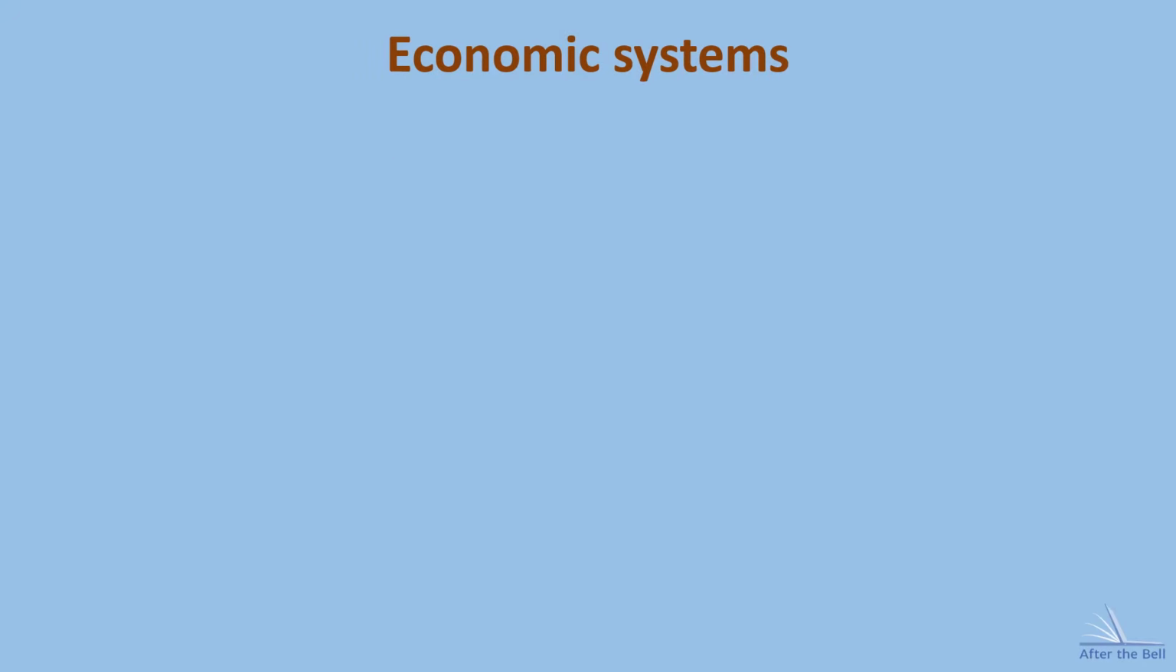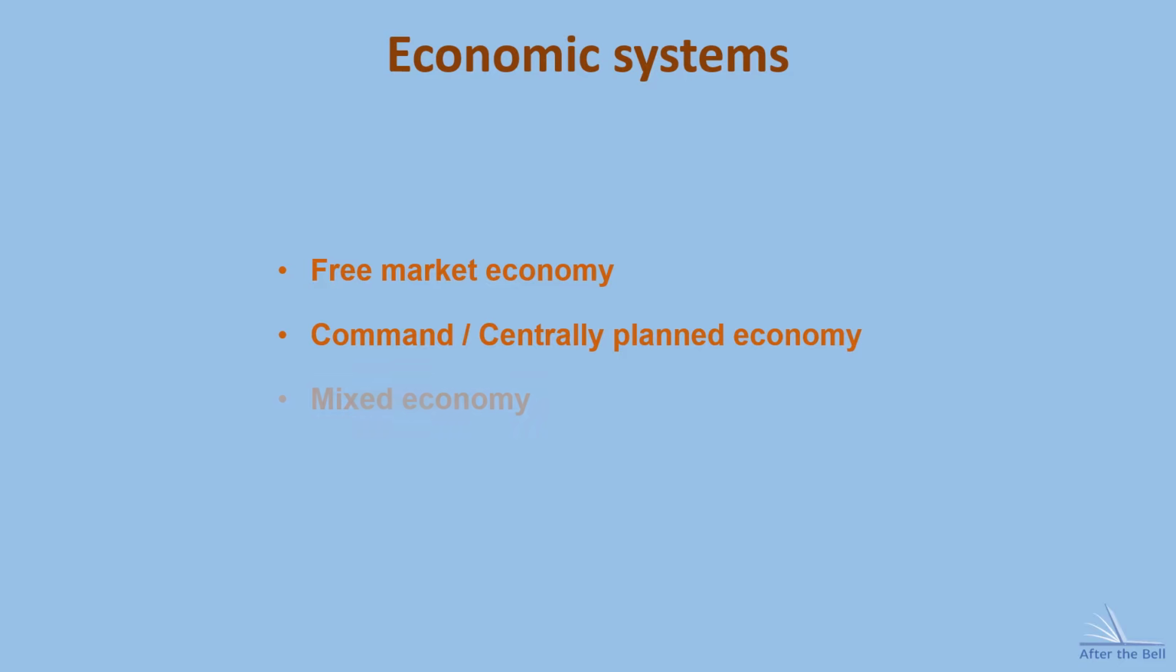We've seen that economics is the study of scarce resources and how people have to make choices on how to allocate them. Throughout history and across the world, countries have had very different approaches or systems as to what is the best way to control and allocate these resources for their citizens. In this video, we'll look at the main three economic systems you need to know about: free market economies, command or centrally planned economies, and mixed economies.